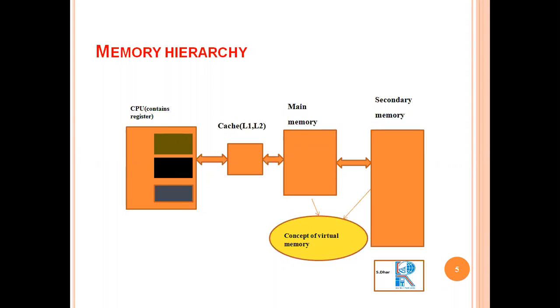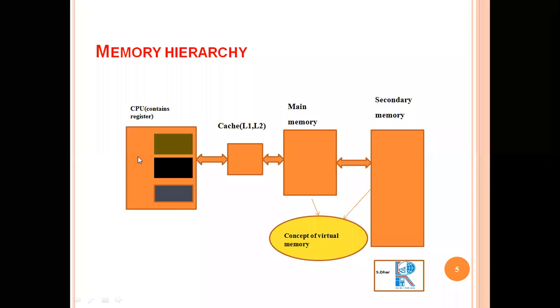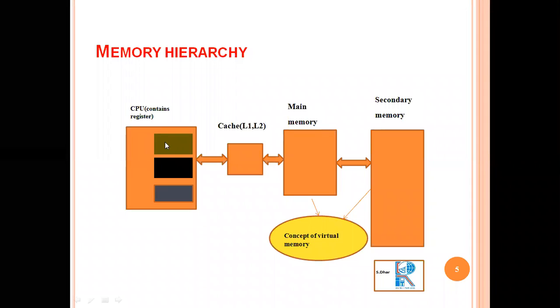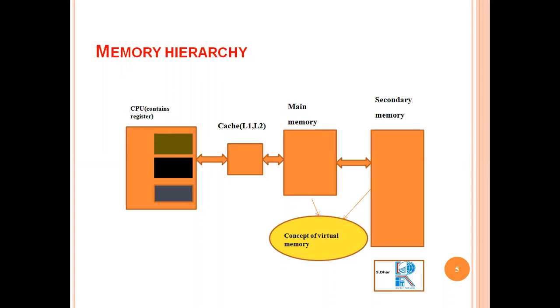So the problem is, whenever the CPU has to do any arithmetic or logical operation, it has to transfer the data from this main memory to the registers. But if main memory is very slow, what will happen? The CPU has to wait until the data reaches the register. So that is a problematic thing. It will slow the whole system.